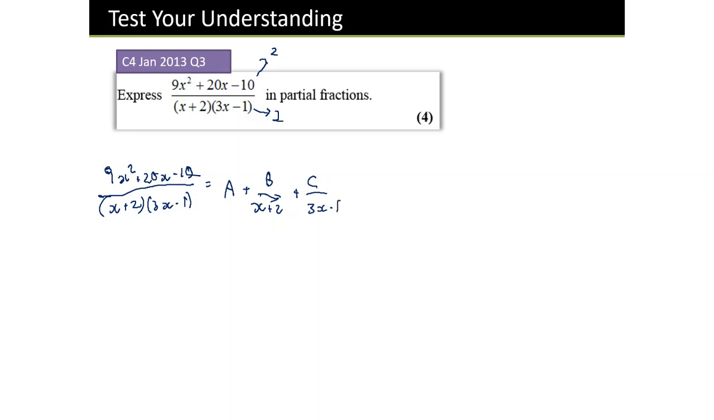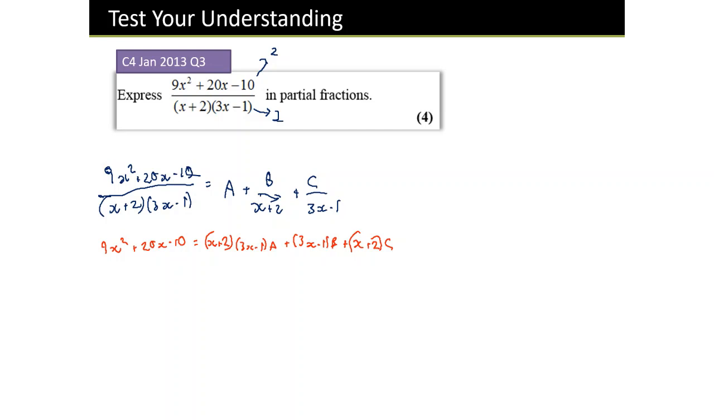Then we're going to multiply both sides by our denominator. When we multiply both sides by our denominator, on the left-hand side I get 9x squared plus 20x minus 10 equals, then we get x plus 2, 3x minus 1 lots of a plus 3x minus 1 lots of b, and then we get x plus 2 lots of c. And so now we just need to make some substitutions to make our brackets equal to 0.